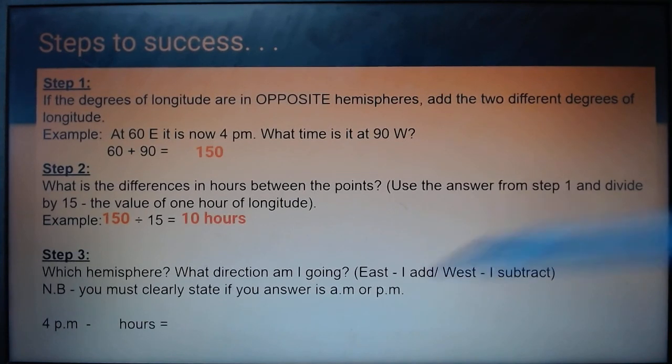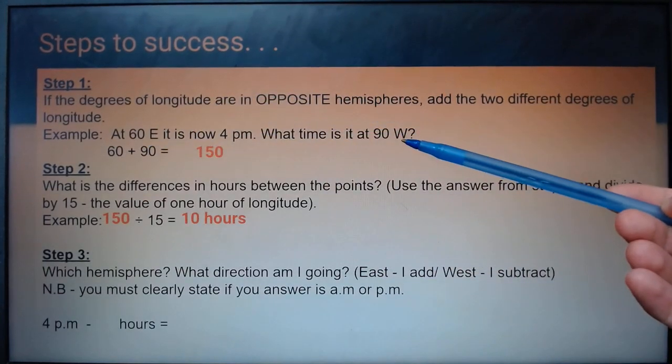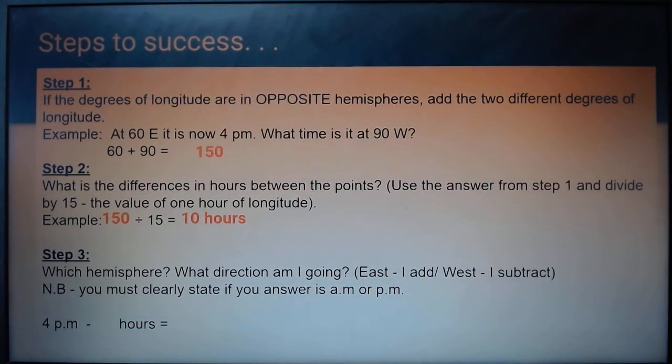Now, which hemisphere, what direction are you going? We are east, we know what time it is, we're headed west. West, I subtract. So it'll be 4 p.m. minus 10 hours. Now this is where it gets a bit tricky. You have to go back through the hours then, okay? And you will have 6 a.m. the morning of the same day. Okay, so that's a tricky one. Again, if you're confused, write out the times on the 24-hour clock and you can go backwards from there.